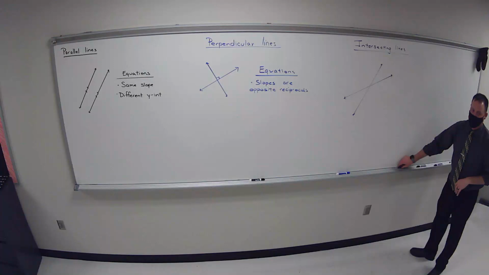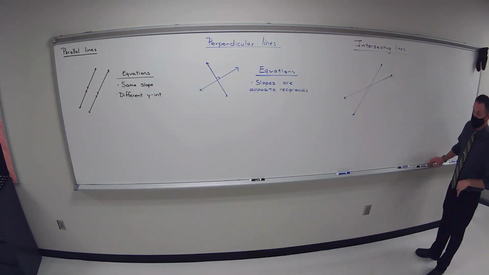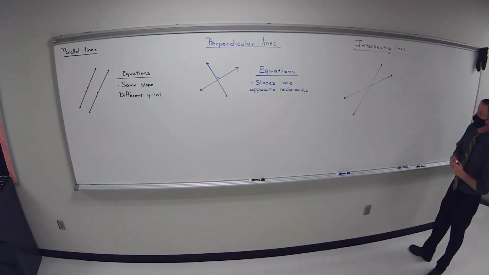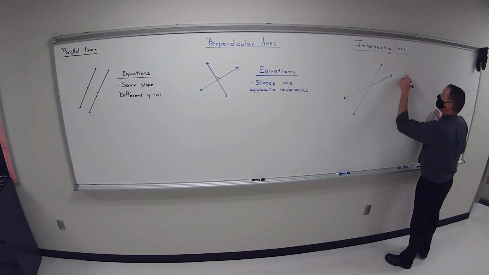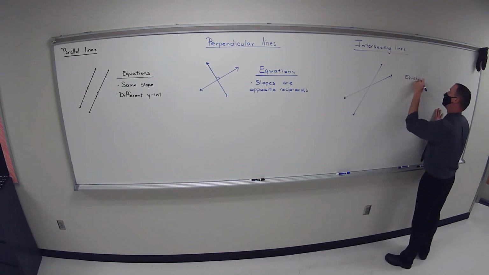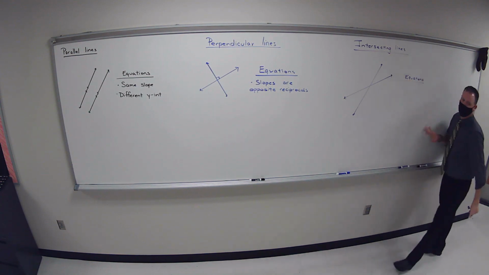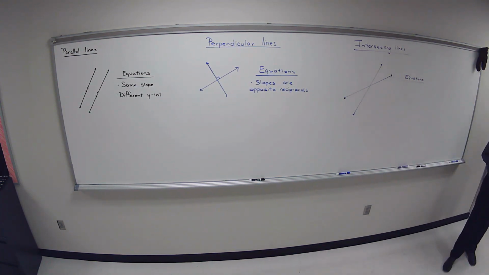Okay? Here's my question. And this is something you're going to have to know as we move into unit number 6. Can anyone tell me anything about their equations? How are you going to force two lines to intersect one another?